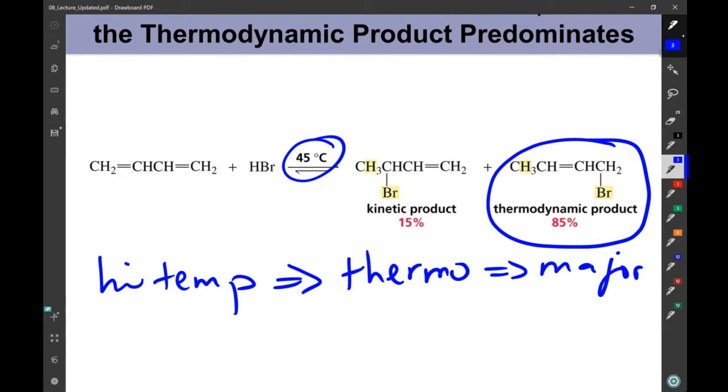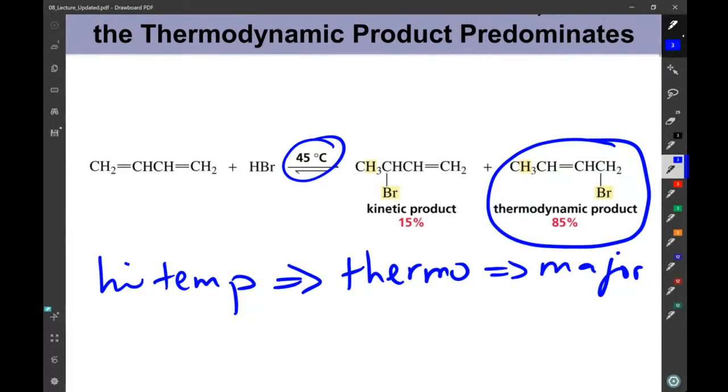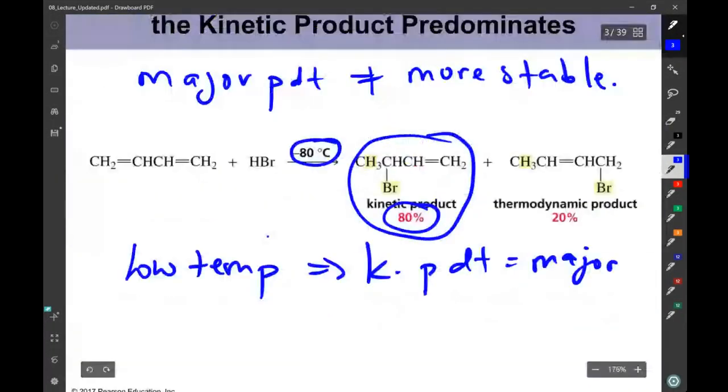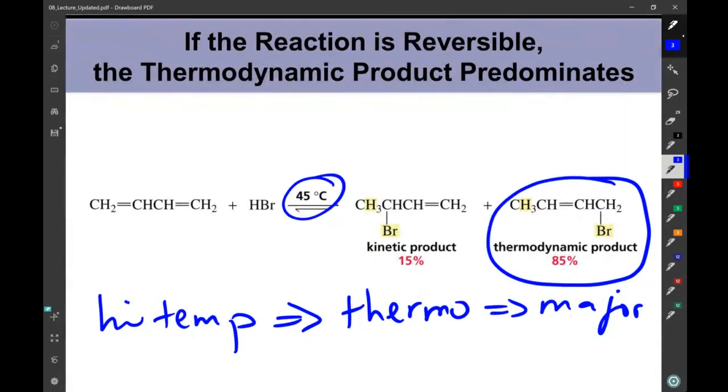Would that mean that the reaction is also reversible? Yes, that's the next observation I wanted to make here.